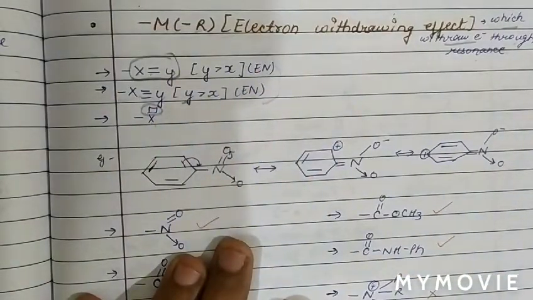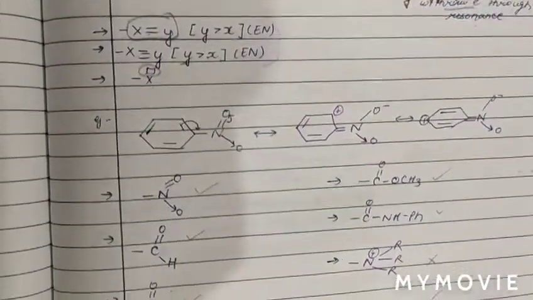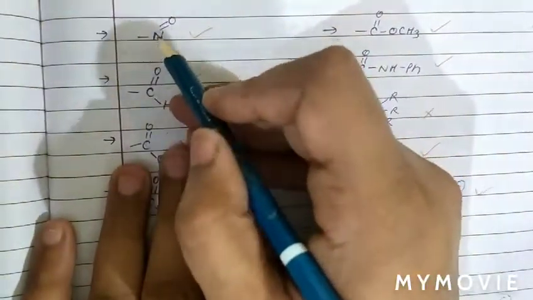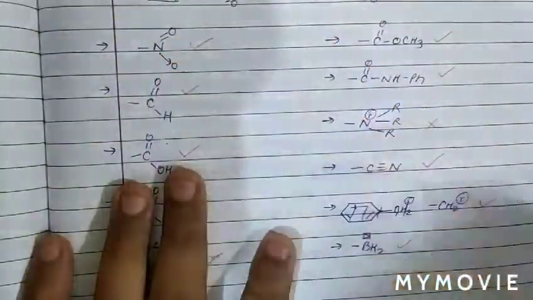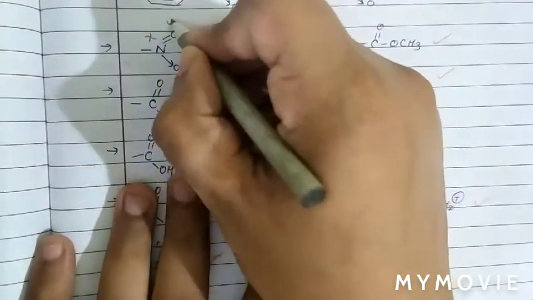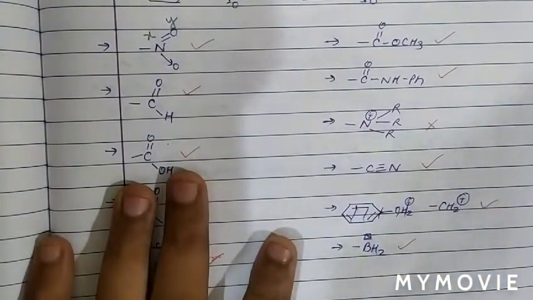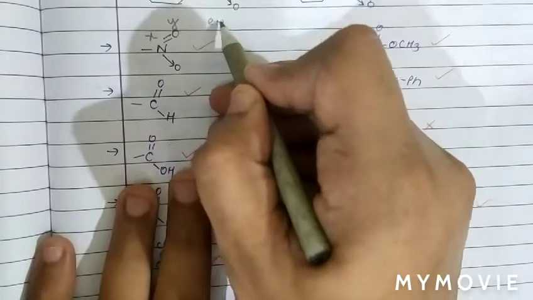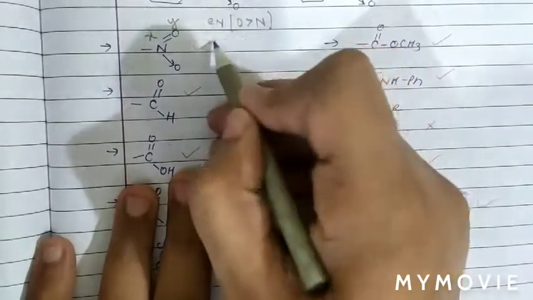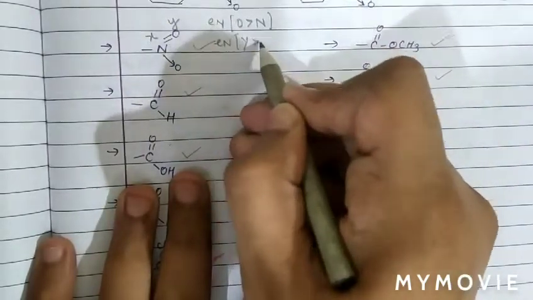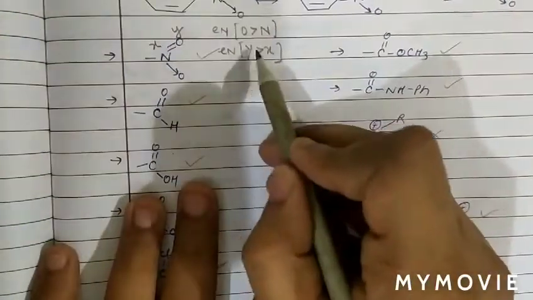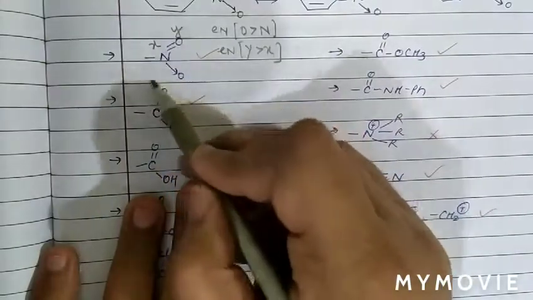Now see the cases for a group to be minus M or minus R. In this case we can see the group connected here is nitrogen oxygen. Suppose X we are giving to nitrogen and Y we are giving to oxygen, and in this case we can see the electronegativity of oxygen is more than nitrogen. So basically the electronegativity of Y is more than X. So for a group to behave as minus M, the electronegativity of Y must be more than X. Therefore NO2 is a minus M group.